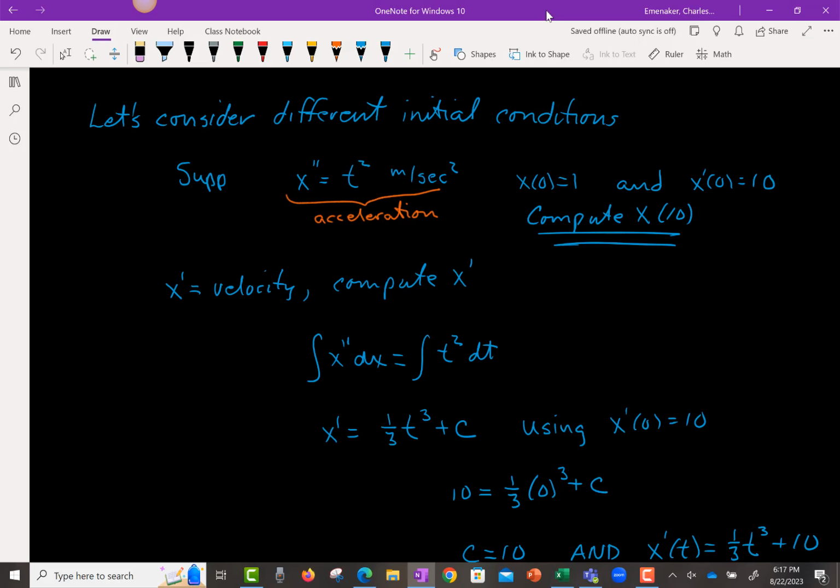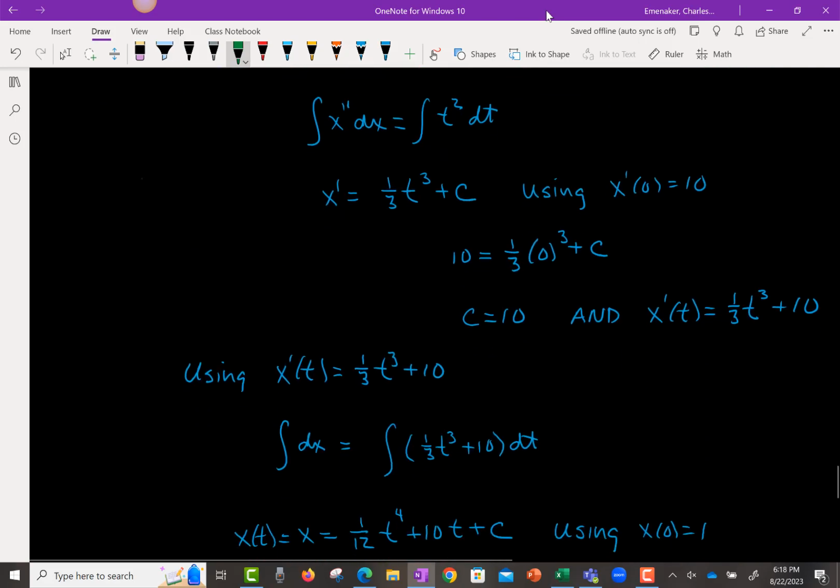Okay, so that's where that acceleration written in orange comes from, is that information. Okay, first thing I want to do is I want to compute what is the velocity. Well, the velocity is the first derivative. That means I need to go from the second derivative to the first derivative. To do that, I'm going to integrate or apply the antiderivative to both sides. When I apply the antiderivative to x double prime, it becomes x prime. When I apply the antiderivative to the t squared, I get 1/3 t cubed plus c.